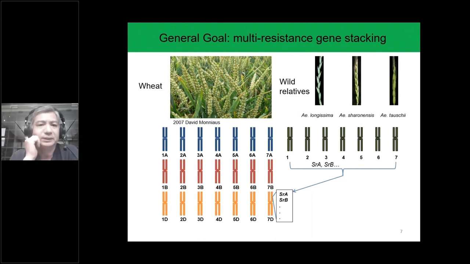The general goal in our lab is to clone multiple stem rust disease resistance genes and put them into a cassette, then transform the cassette into wheat. In principle, it allows us to develop new wheat varieties with broader spectrum and more durable resistance to stem rust.